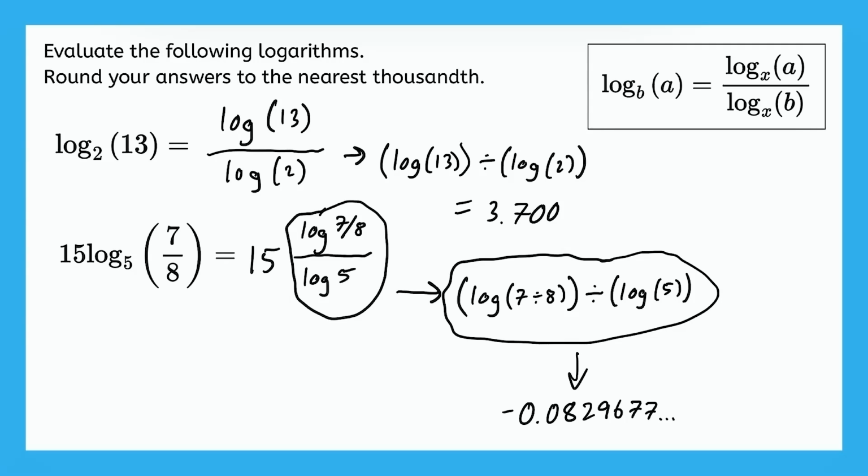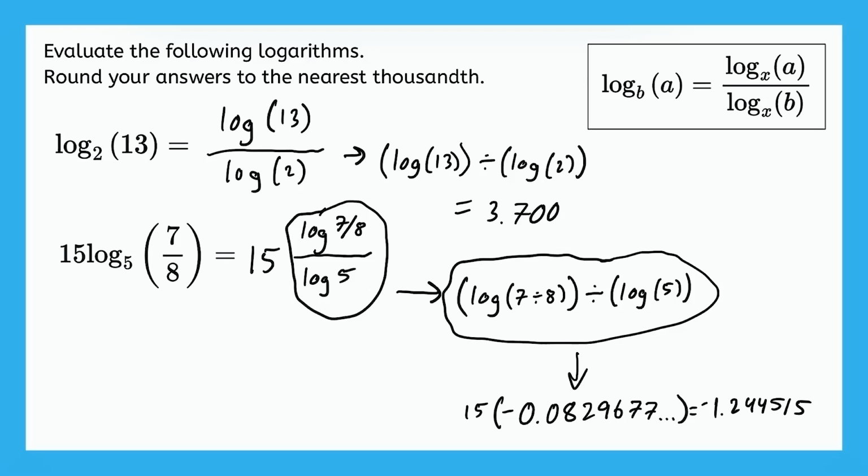So you get negative 0.0829677, and that number keeps going. From there, I recommend that you leave that long number in your calculator and then just immediately press times 15. And you get approximately negative 1.244515, and that number keeps going.